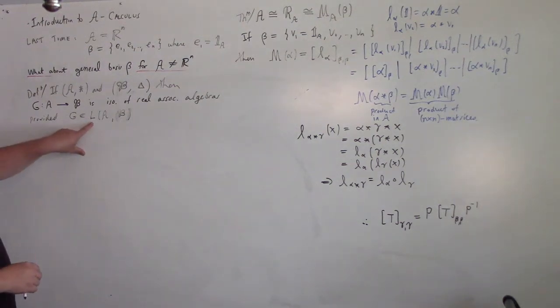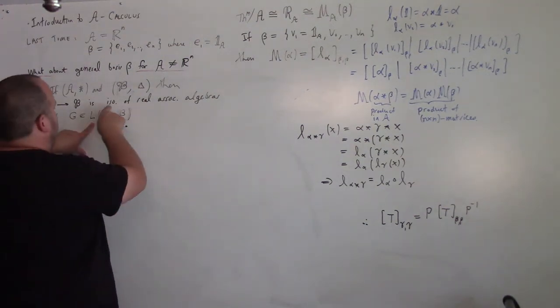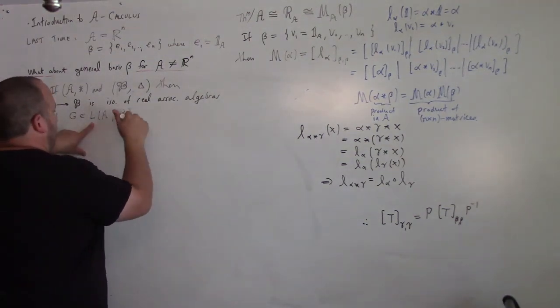So this has to be a linear map from A to B, and isomorphism is invertible.